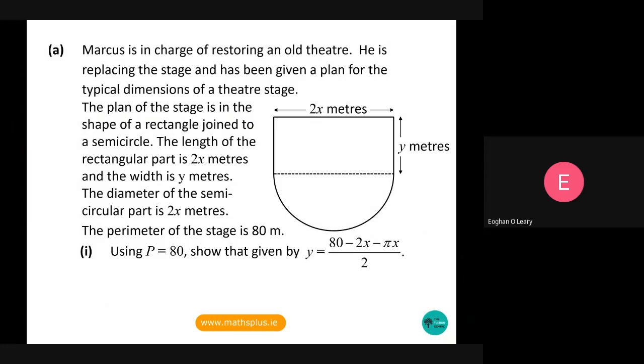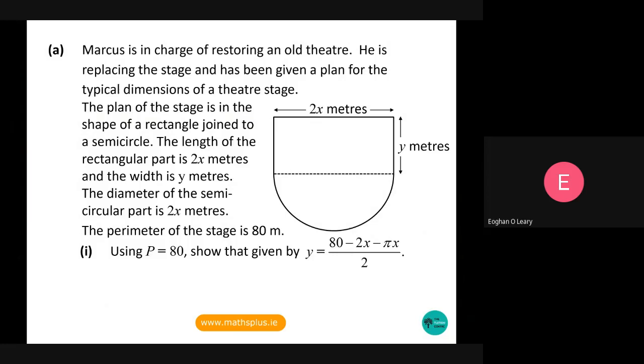Okay, using the fact that the perimeter is equal to 80, show that y is equal to 80 minus 2x minus pi x over 2. Typical kind of context and application question in that it starts off with a lot of information at the start, a lot of English in there. So I know for some people they like it and other people are the opposite. They find it a bit difficult.